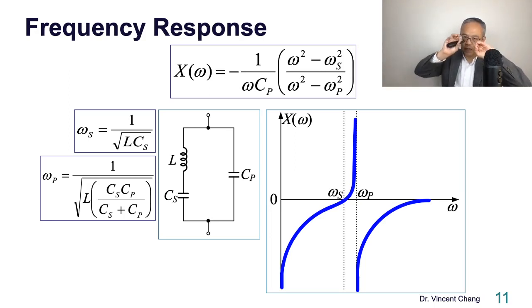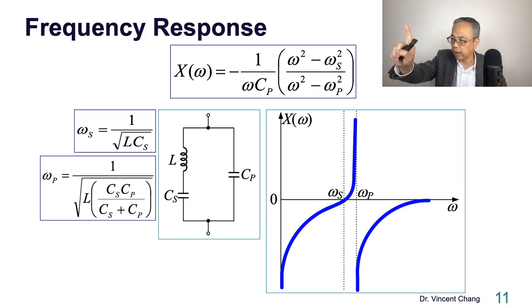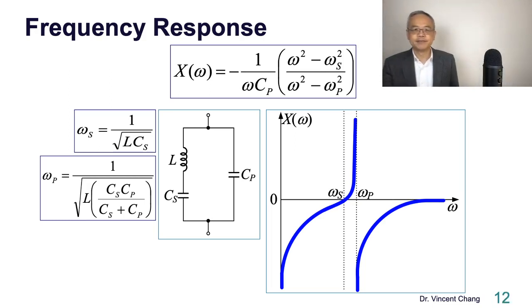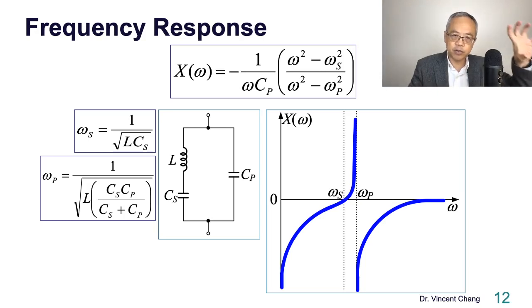Negative times 0 and times 1, so it's the negative 0. Okay? So it's below 0, but it's very close to 0, like this. You get it? So this is the frequency response of the crystal reactance.